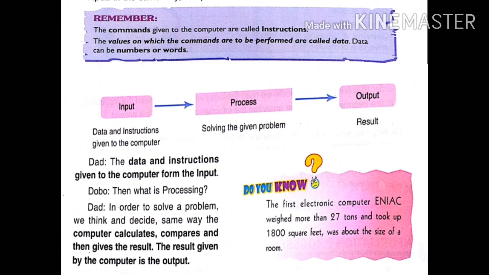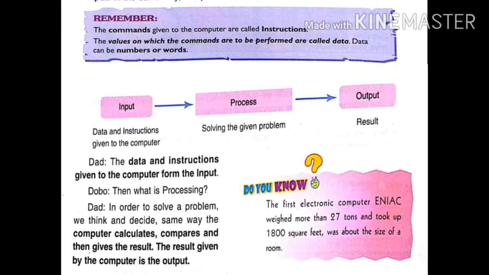Then what is processing? In order to solve a problem, we think and decide. In the same way the computer calculates, compares and then gives the result. The result given by the computer is the output. Children, we have already discussed this.